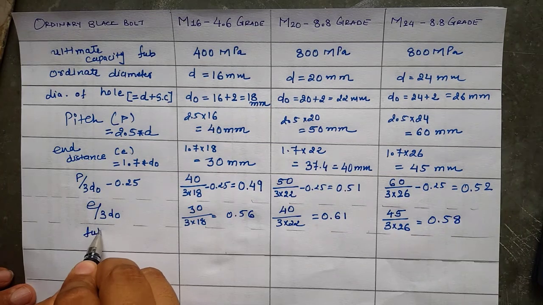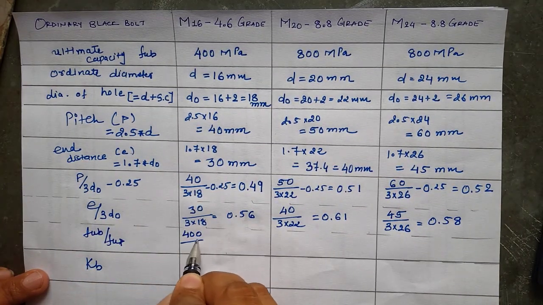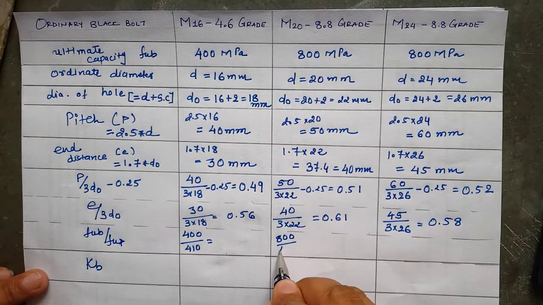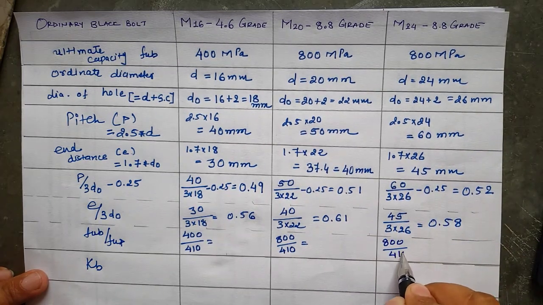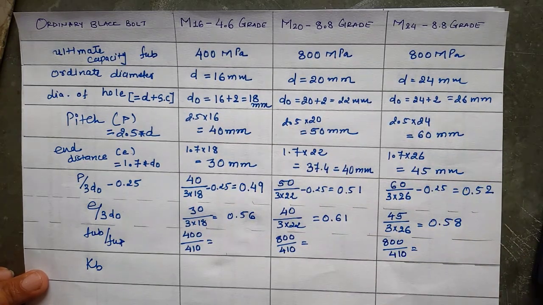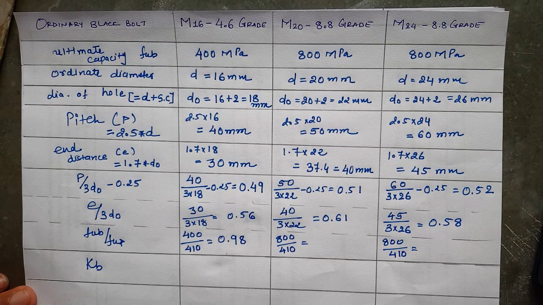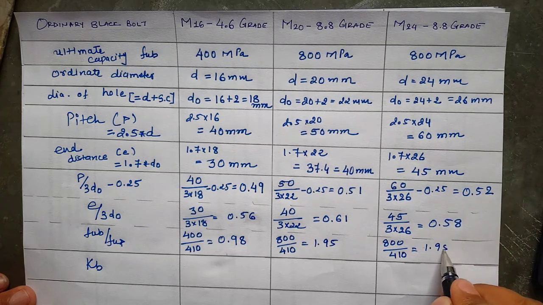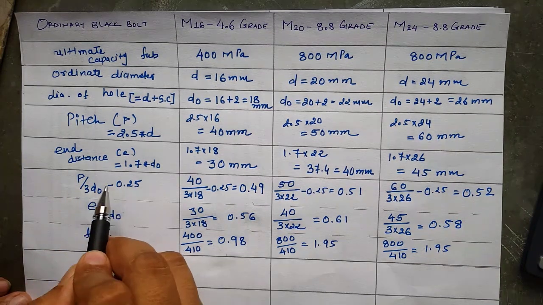Now the next value is FUB by FUP. For 4.6 grade, it is 400 by 410. For 8.8 grade, it is 800 by 410, and for 8.8 grade, it is 800 by 410. So let us calculate the value. It's 0.98, 1.95 and 1.95.